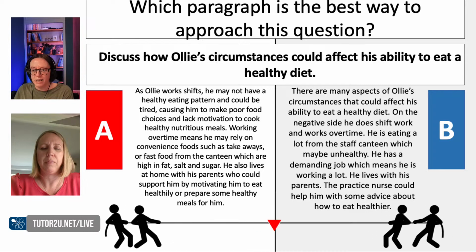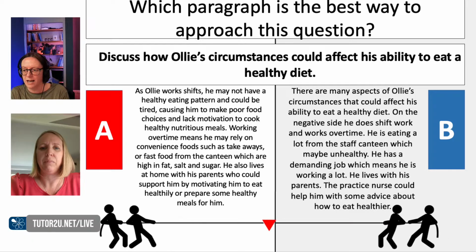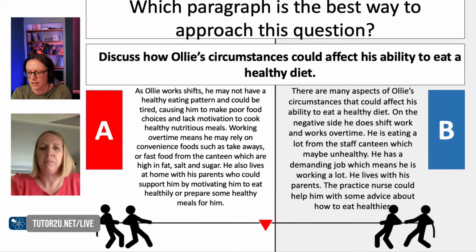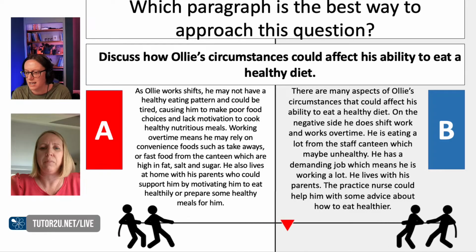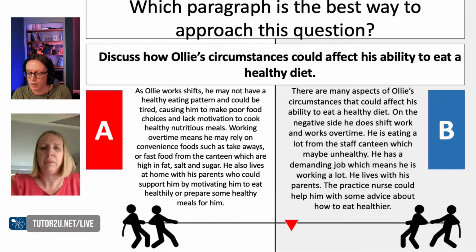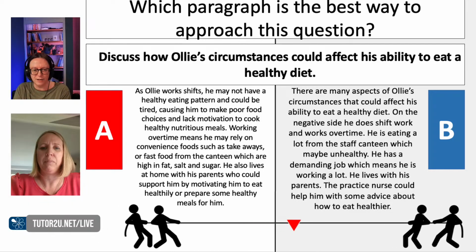And then we've got student B. There are many aspects of Ollie's circumstances that could affect his ability to eat a healthy diet. On the negative side, he does shift work and works overtime. He's eating a lot from the staff canteen, which may be unhealthy. He has a demanding job, which means he's working a lot. He lives with his parents. The practice nurse could help him with some advice about how to eat healthier. Are we going for A or B?